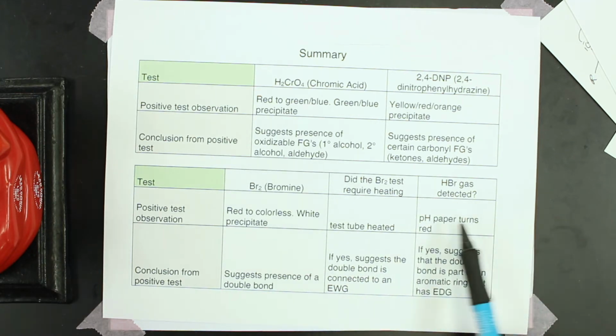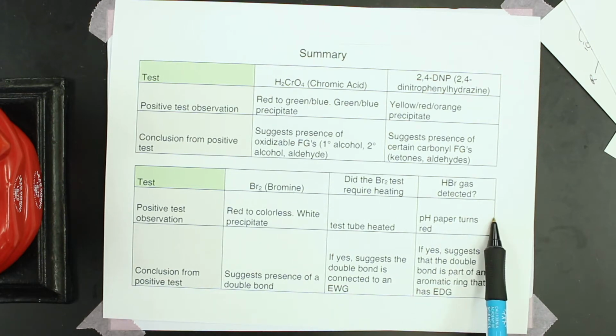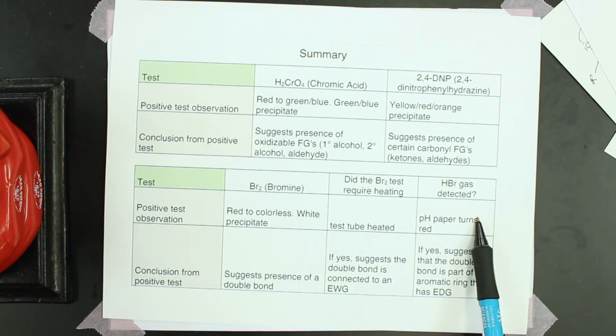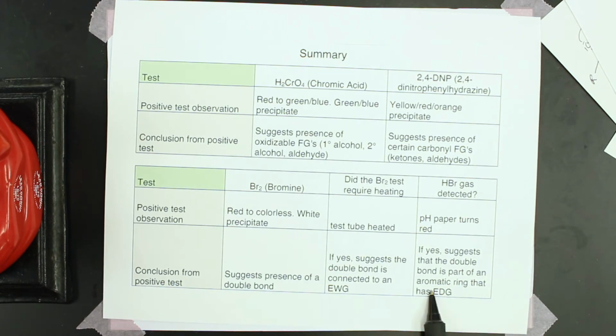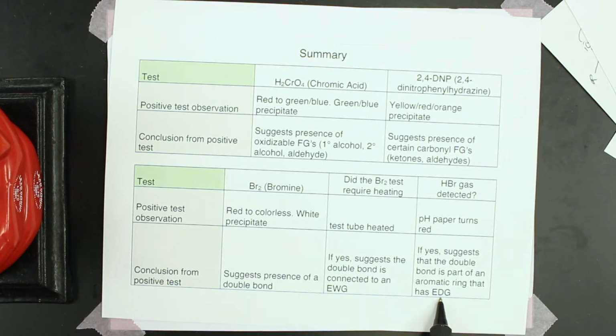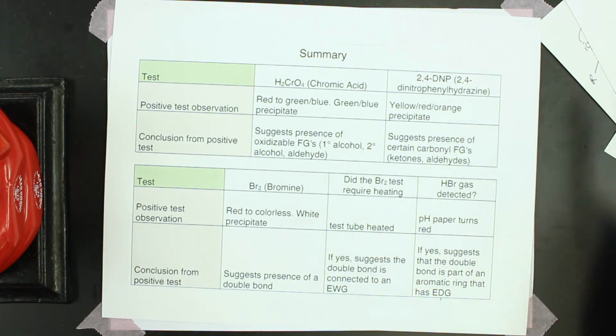And finally, if we detect acid on pH paper in the headspace of the test tube, we can probably conclude that there was an EAS reaction taking place. So that double bond was part of an aromatic ring, and it probably had an electron donating group. So all of these things together allow us to decipher what the unknown has in terms of functional groups. In other words, to classify them.